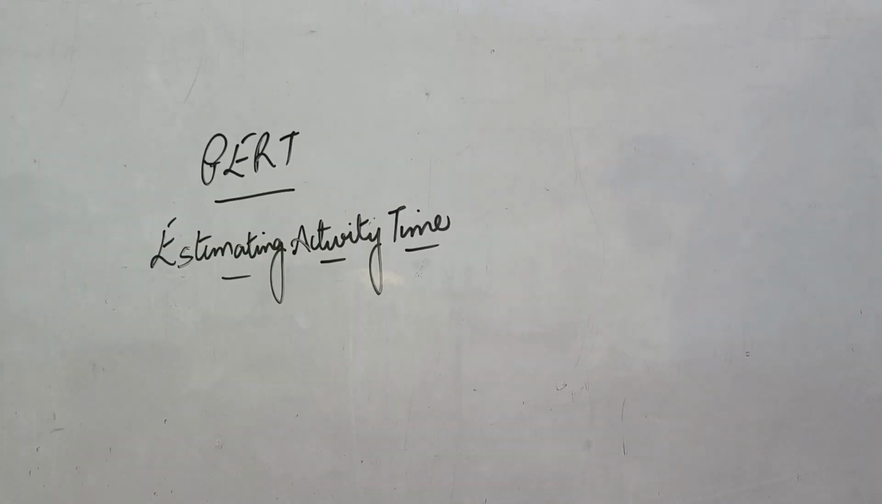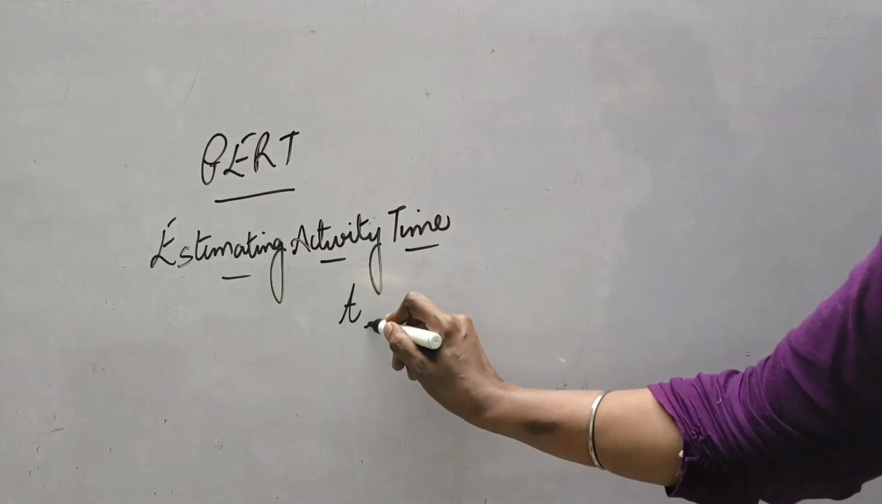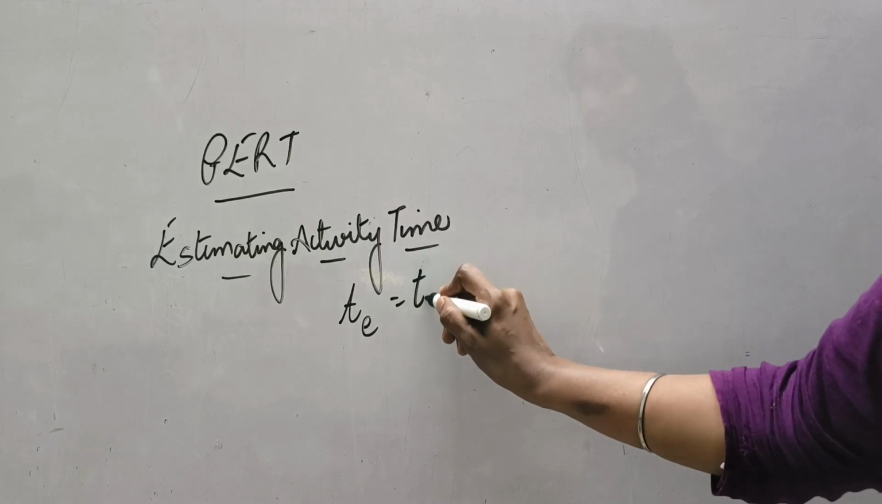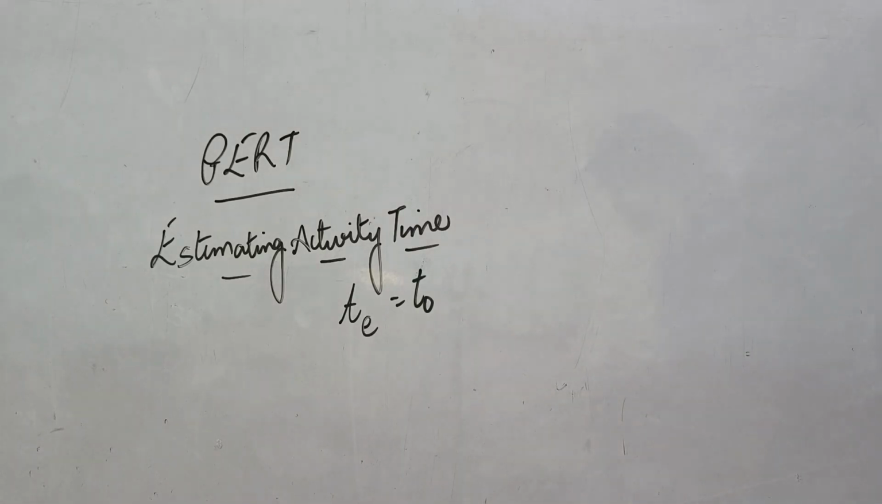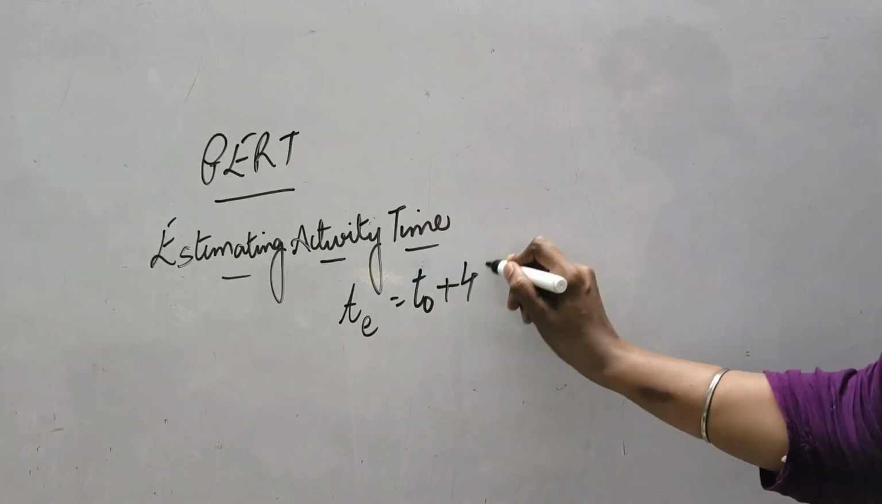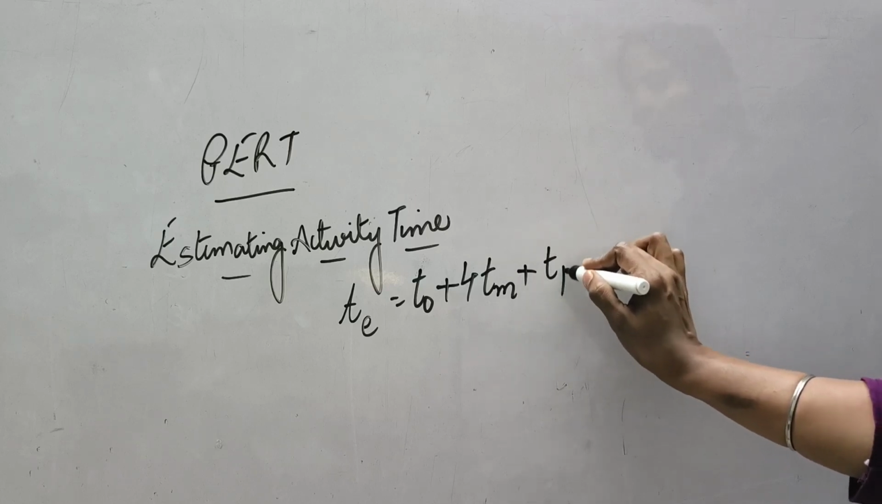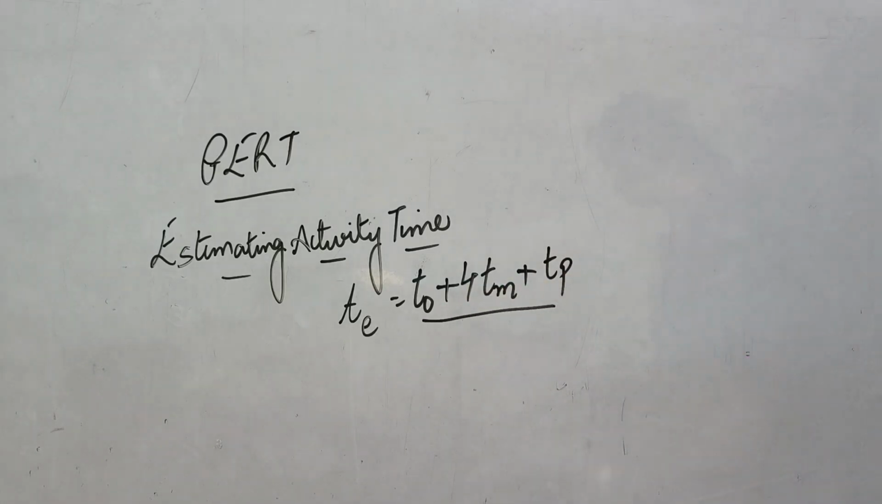Now we will start with how to estimate the time. Sometimes in the questions, the time which has been taken by every activity has not been given, while the three different times are given. So in that case, you will be applying the formula to calculate the estimated time, and the formula will be optimistic time of that activity plus 4 times most likely time of the activity plus pessimistic time of that particular activity divided by 6. You have to learn this formula.